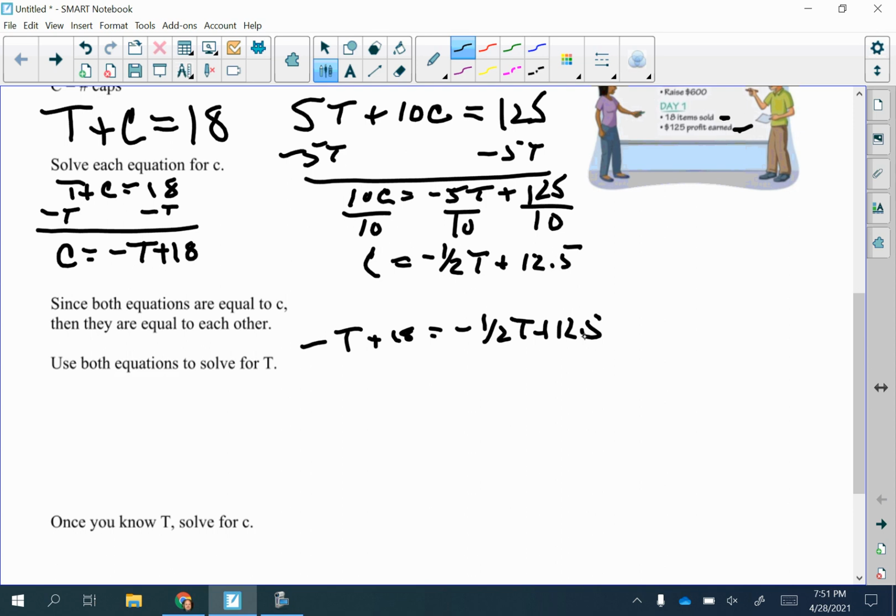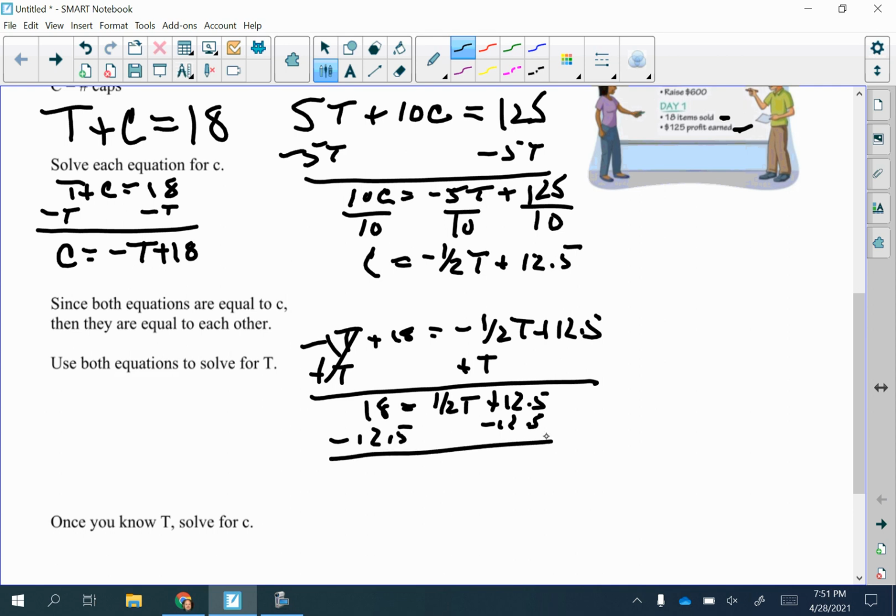All right. Well, again, what number is further away from 0, negative 1 or a half? Well, negative 1 is. So we're going to add t to both sides. So again, solving equations, right? It's never going away, folks. I'm left with 18 on the left, and negative 1 plus 1 is 0, and negative a half plus 1 is 1/2 t plus 12.5. And now I'm going to subtract 12.5 from both sides. And when I do that, I get 5.5.